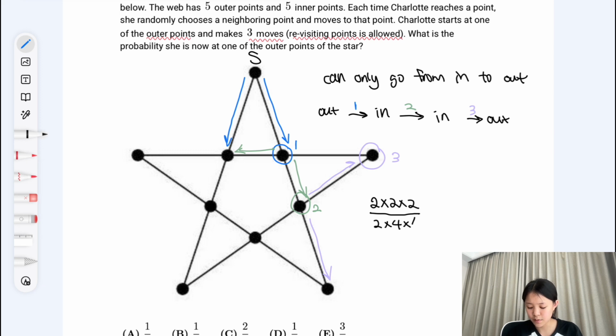Okay, so then we have at the top is 8 and on the bottom is 32. That easily comes down to 1/4 as our final probability.